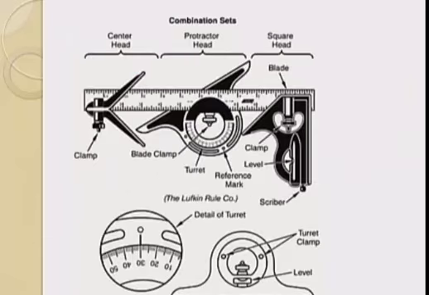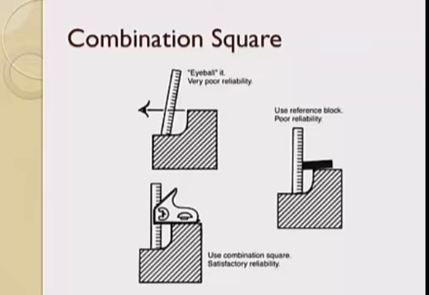There's a variety of other attachments we can use, and they come in the combination set. The combination set has a center head, a protractor head, and a square head. They are attached to the steel rule referred to as the blade. It also comes with a scriber built in. The combination square resolves the problem where you're trying to eyeball a rule where there may be a radius or other obstruction.